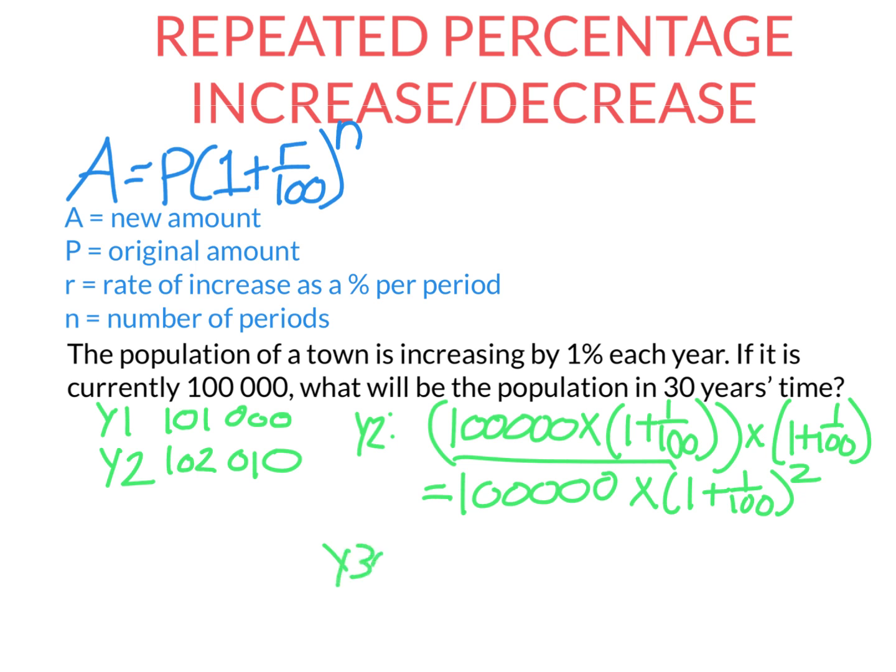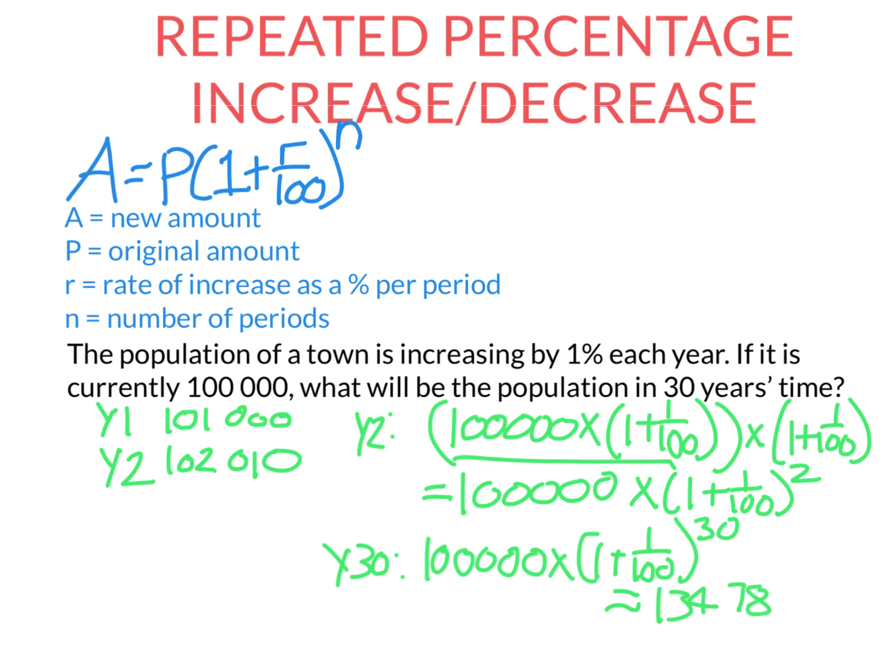At the end of year 30, it's going to be the original, and it is going to have had 30 increases of 1%. So we write that as 1 plus 1 over 100 to the power of 30. So putting that on our calculator, we get about 134,785. That's to the nearest whole number. So note here, it's gone up by more than 30%.